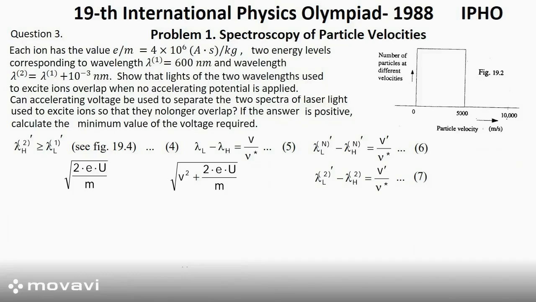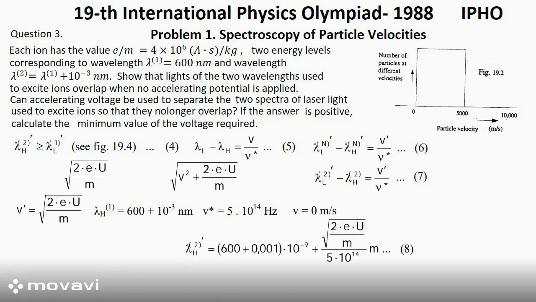Expression 7. Substitute v prime equals square root from 2 EU over m, lambda h1 equals 600 plus 10 power negative 3 nanometers, v star equal 5 by 10 power 14 Hz, v equals 0 meters per second. So lambda h2 prime equals 600 plus 0.001, multiplied by 10 power negative 9, plus square root from 2 EU over m divided by 5 by 10 power 14 meters.